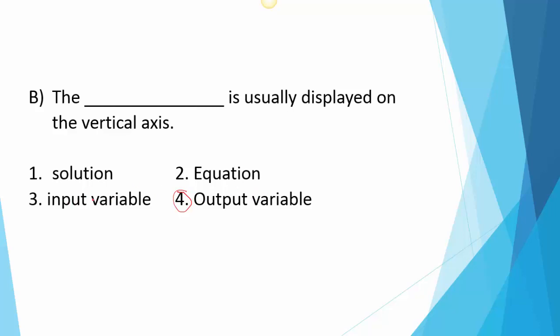This is usually what we call the independent variable. We'll talk about that more as we go through things. This is usually called the dependent variable. This is usually the x, and the output variable is usually the y.